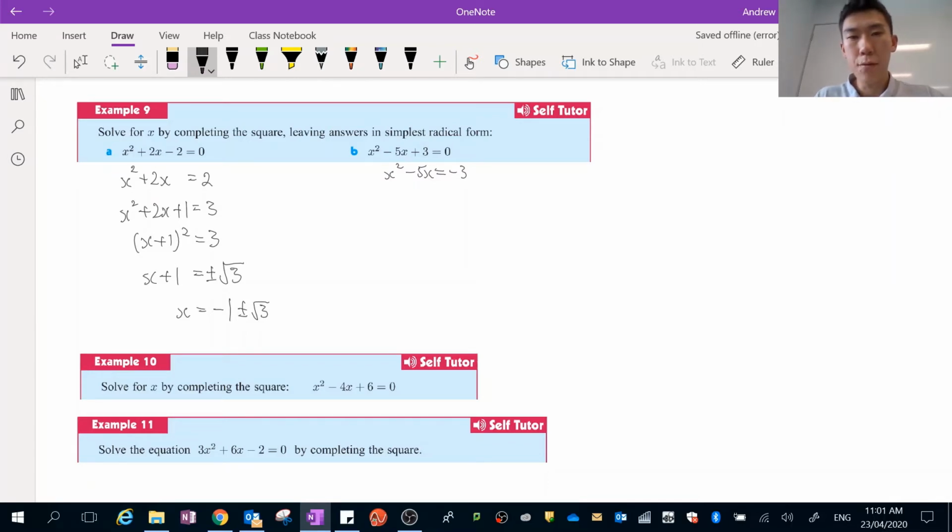So if we half negative 5, we're going to have negative 5 on 2. And if we square that, we're going to have 25 on 4. Right, when we square a fraction, we square both the numerator and the denominator. So that's what we have to add to both sides of the equation.